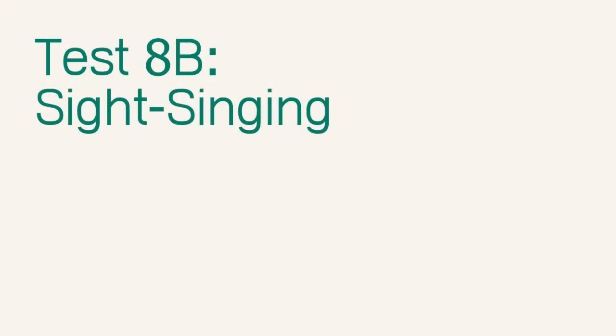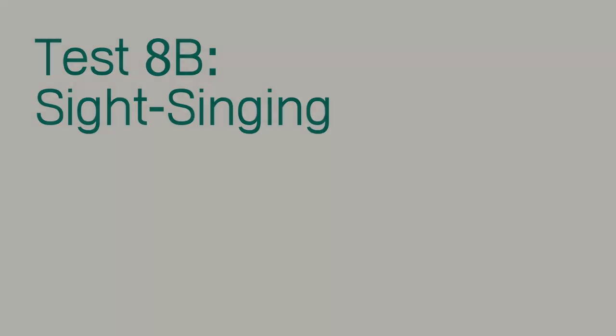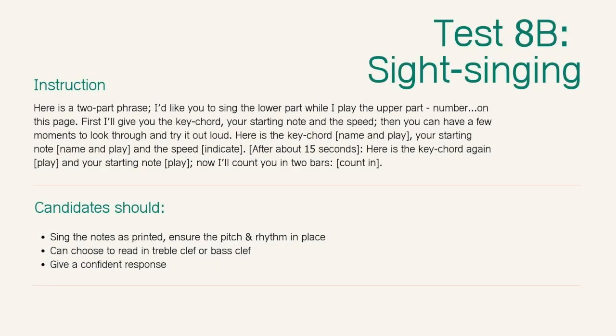And next, Test 8B, Sight Singing. This is the instruction. Here is the two-part phrase. I would like you to sing the lower part while I play the upper part. Number on this page. First, I'll give you the key chord, your starting note, and the speed. Then you can have a few moments to look through and try it out loud.